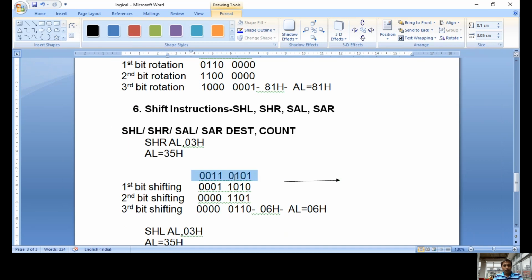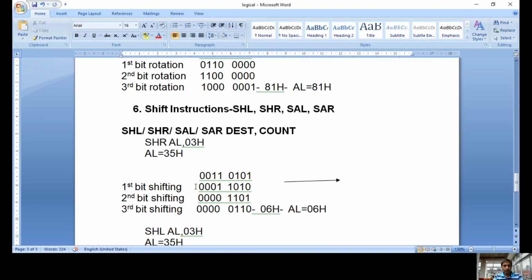See here, originally it's 35. Now whenever the first bit is shifting into the right side, what happens? This 0 is now shifting into the right side. Then this 0 comes to the MSB position, the next highest position. Then the remaining bits are adjusting accordingly. See here, this 0 comes to this place. Then what are the remaining bits here? 0, 1, 1, 0, 1, 0, 1.